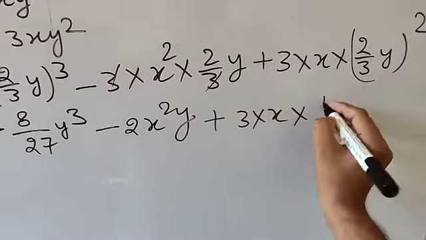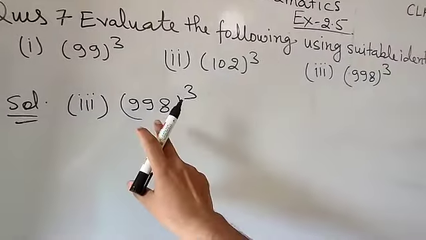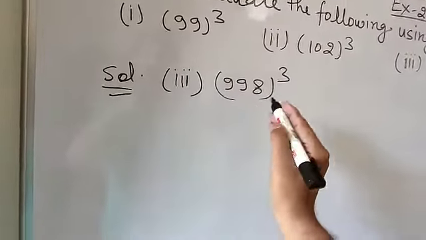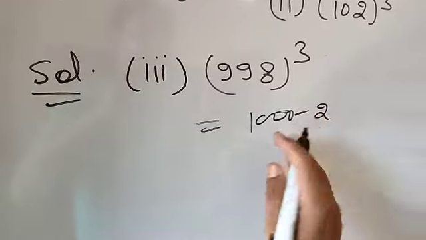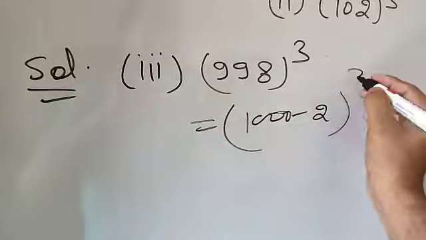So now students, here it is given the question number 7, evaluate the following using suitable identity. You need to find the cube of the certain numbers using identity: 99 cube, 102 cube, 998 cube. So here you are not supposed to do the calculation like multiply. You need to use the identity. So here I am going to solve the third part, and the rest of the first and second part will be solved similarly to the third. So here 998 can be written as 1000 minus 2, and it will be 998 cube, so 1000 minus 2 whole cube.